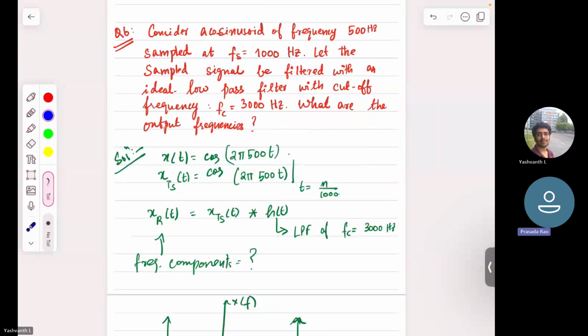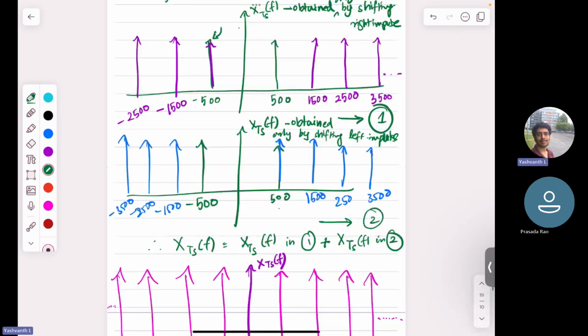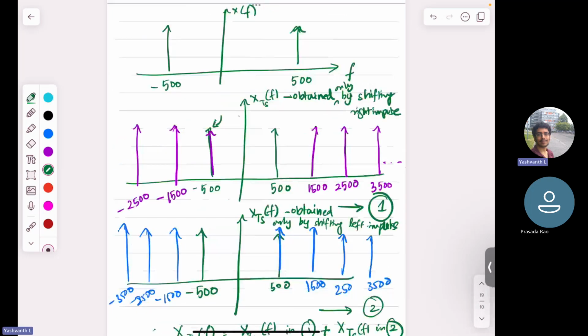So if you remember, x of n is nothing but x of n Ts. That's how we denote it, right? I'm just writing Ts as 1 by 1000. Actually, to be very correct, here this should have been n. Only then will n dependence come on the right hand side. That was question number 6.